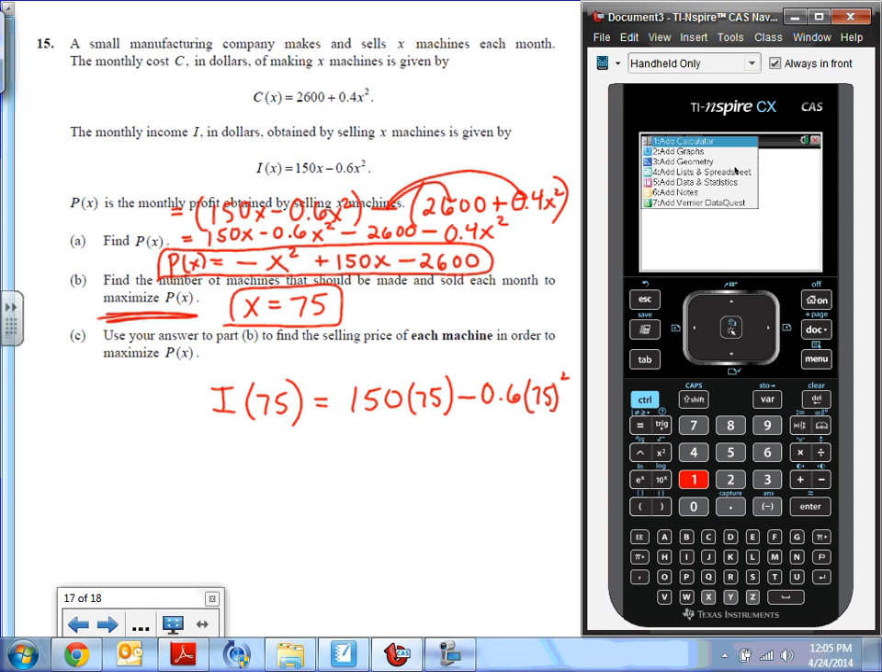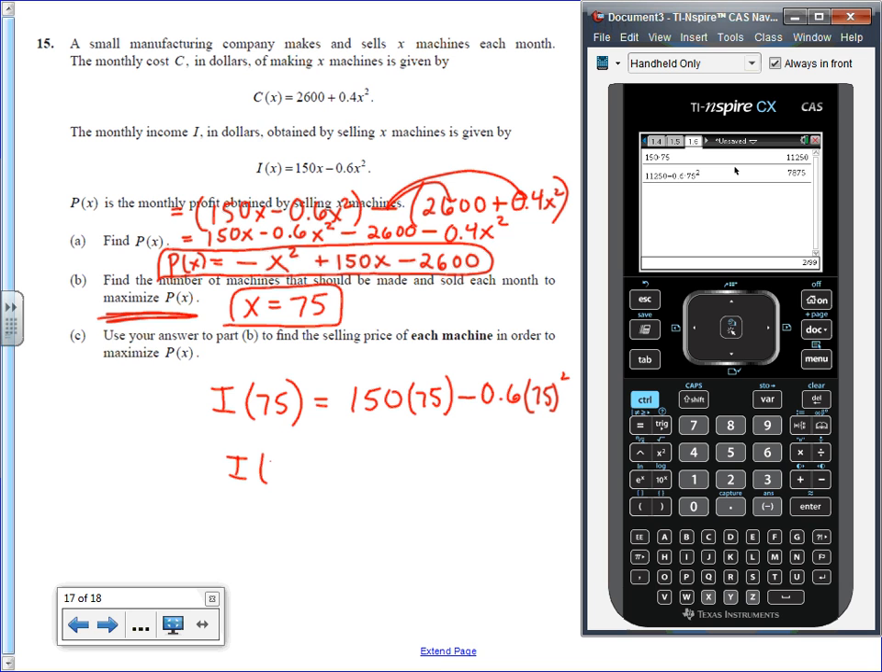and evaluating that on a calculator. This is going to tell us what our total income is. 150 times 75 minus 0.6 times 75 squared. 78.75 is our total income when we sell 75 machines.